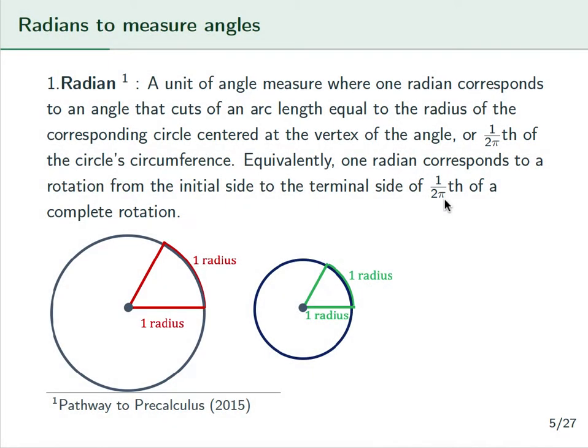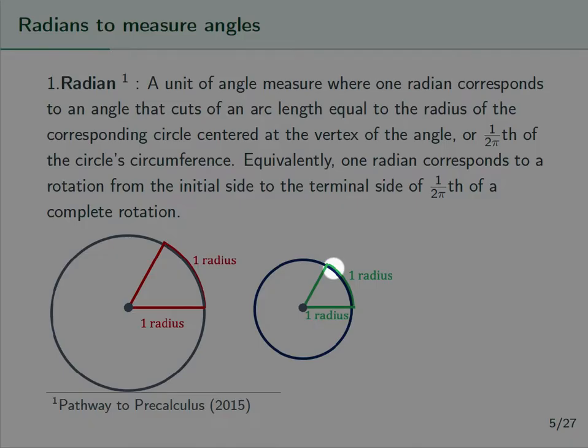And where does this 2 pi come from? We need 2 pi times the radius length to cover the entire arc of a circle. So for example, if the radius is 5 centimeters, then we need 5 centimeters times 2 pi to cover the entire circle's arc length. So 1 over 2 pi means this length right here, 1 radian. 1 radian angle right here is 1 over 2 pi of a complete rotation.